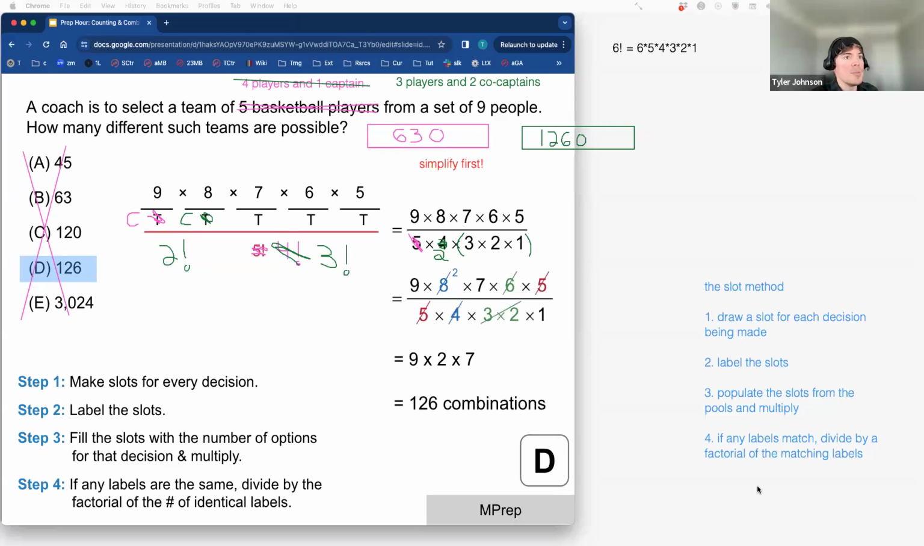Okay, we're going to move on. I'm going to give you a new example to try next. Give this one a shot.